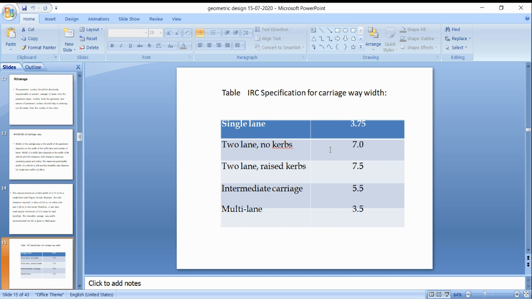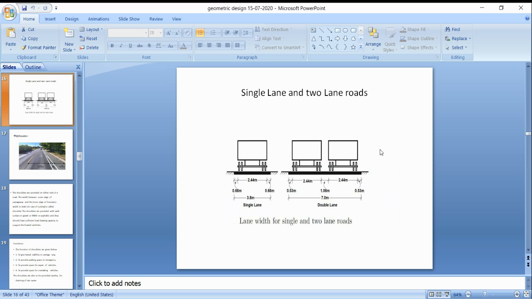So a single lane has that much carriageway, and if it is two lanes with raised curbs, it should have 7.5 meters. If it has an intermediate carriageway, in between, then 5.5 meters should be there. If it is multi-lane, you should have 3.5 meters. So for the single lane and the two lanes with curbs and without curbs, it is 7 meters and 7.5 meters. We can see for the highways, we generally have 7 meters width of road.